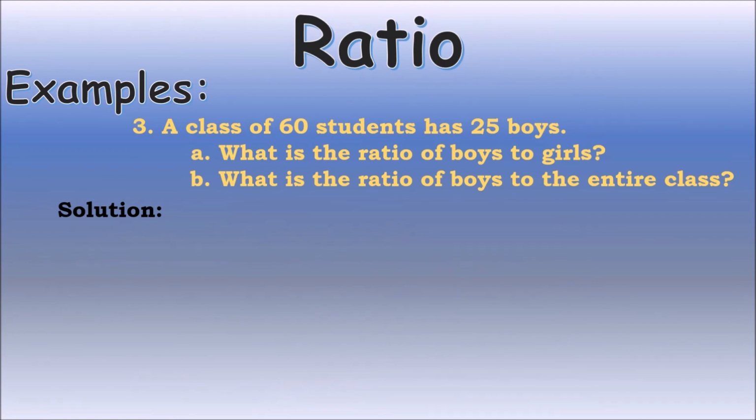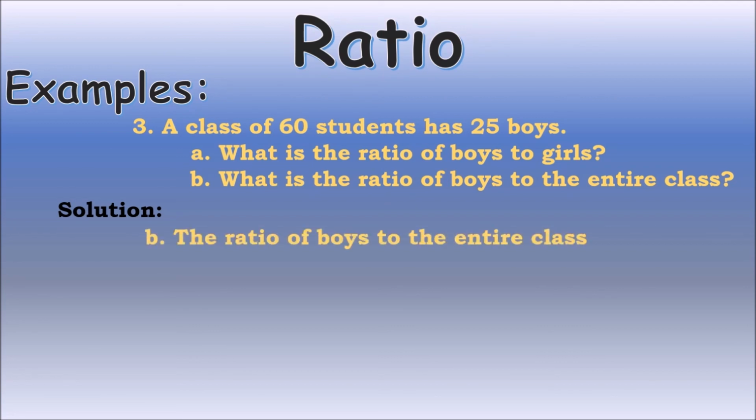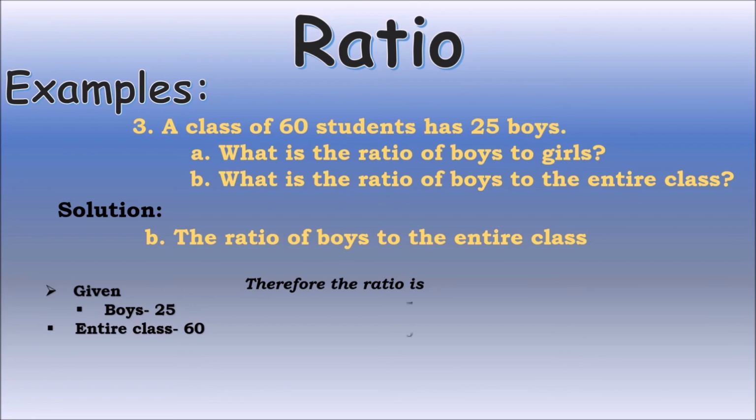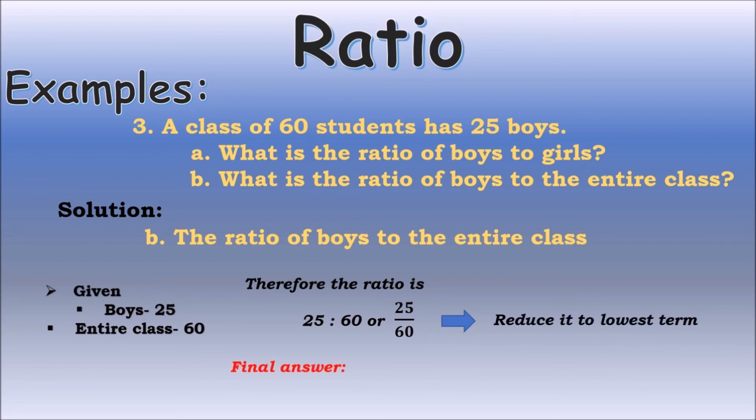How about the ratio of boys to the entire class? We are going to compare the number of boys to the number of students in the entire class. So it is 25 is to 60, where 25 is the number of boys and 60 is the number of students in the entire class. So it is 25 is to 60, or 25 over 60. Still, we can reduce this to its lowest term. Therefore, the ratio is 5 is to 12, or 5 over 12.